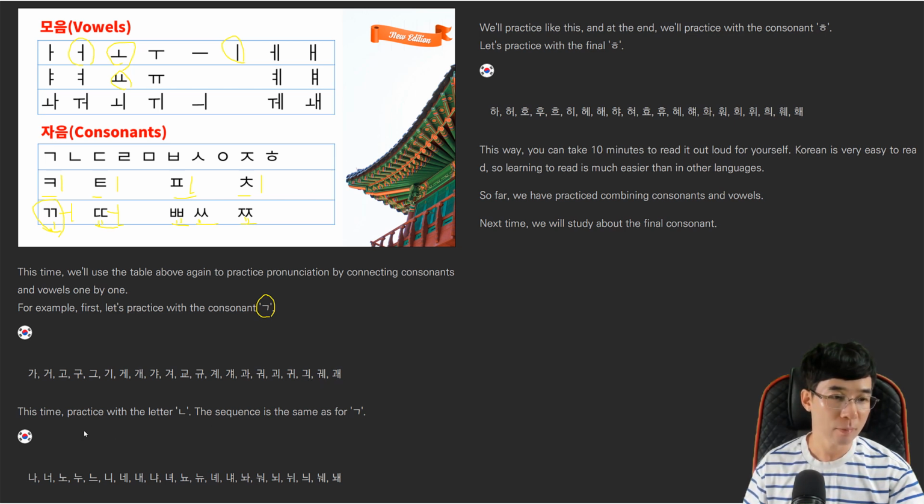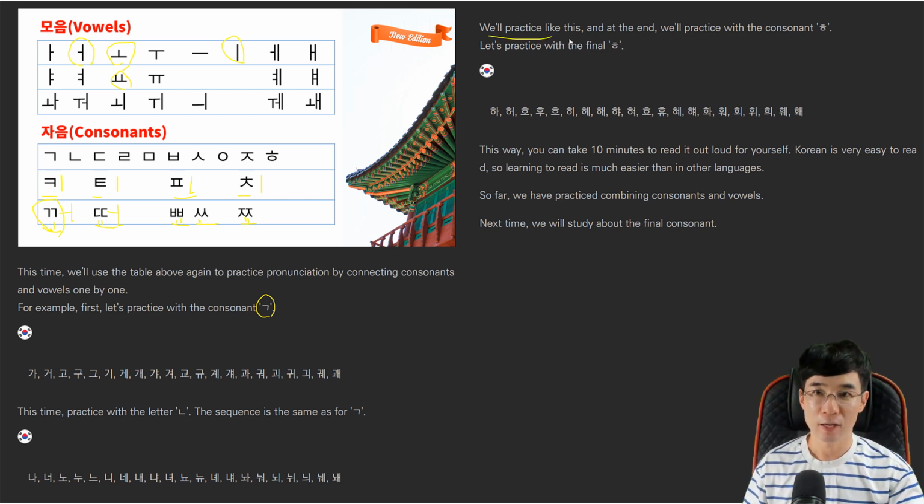괴. This time, practice with the letter 니은. The sequence is the same as for 기역. 나, 너, 노, 누, 느, 니, 네, 냐, 녀, 뇨, 뉴, 녜, 놔, 너, 뇌, 뉘, 니, 뇌.